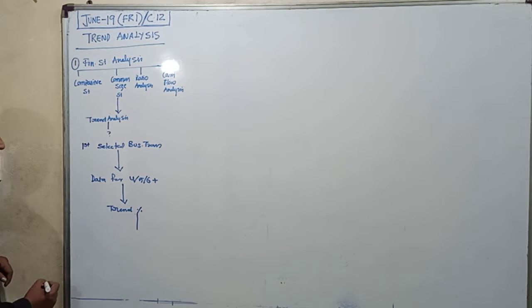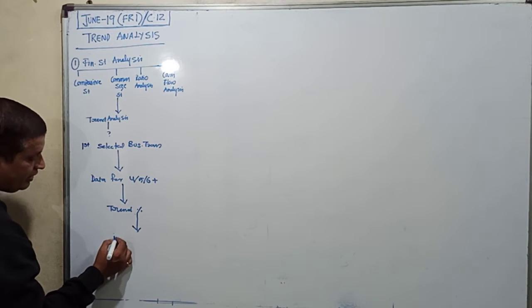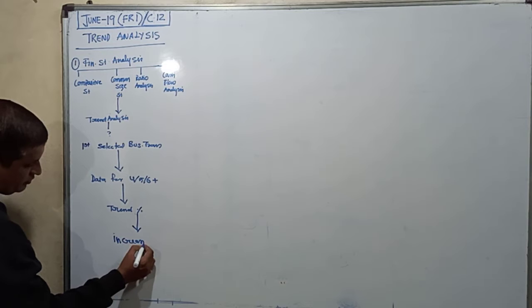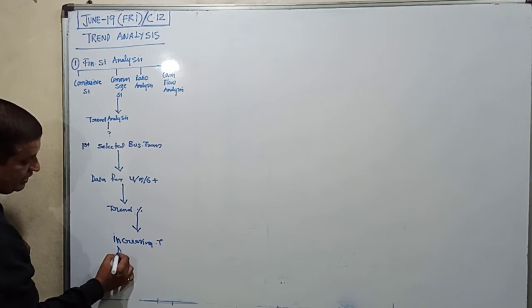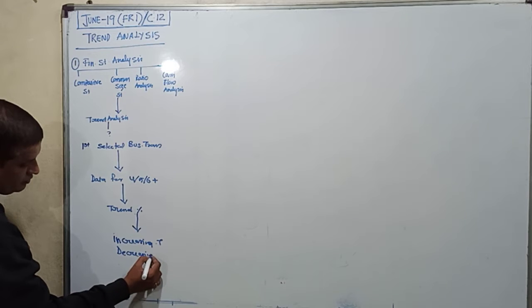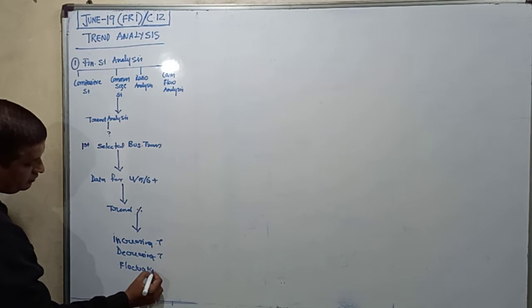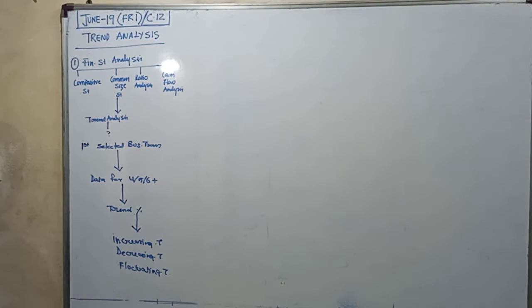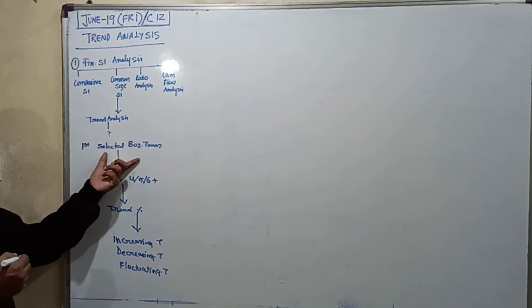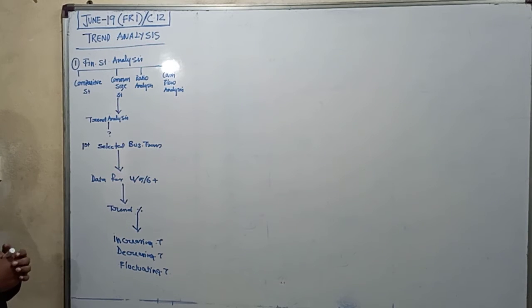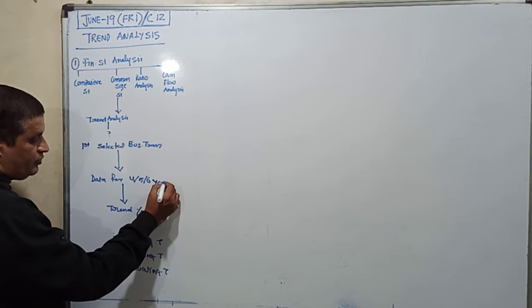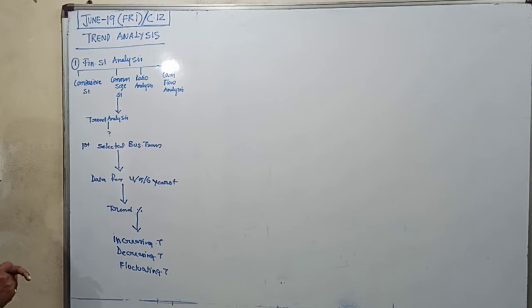This trend percentage can either be an increasing trend or a decreasing trend or a fluctuating trend. So it can be any of the following. So what we do is we select particular business transactions. We collect the data for that business transaction for a couple of years, 4, 5, 6 years plus, or whatever it is. And for this data, we calculate a trend percentage. The trend percentage can show an increasing, decreasing, or a fluctuating trend.